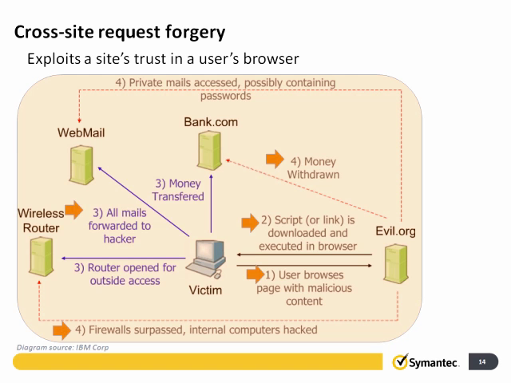In terms of the process flow, first the user browses to a page that has malicious content. After accessing the page, a script or link is downloaded and executed in the end user's browser. In this example, the malicious code is able to open the wireless router for outside access by the cybercriminal. In addition, the criminal can receive forwarded copies of email and monitor personal financial actions such as online banking.